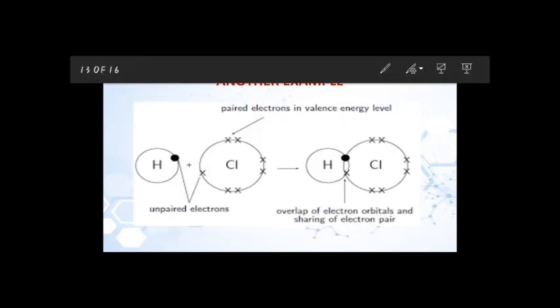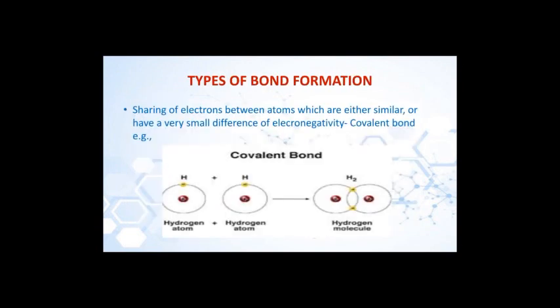Another type of bond is the covalent bond, and we have also studied it a bit in the previous chapters. So in this type of bond, there is a mutual sharing of electrons. When atoms are not in a position to gain or lose electrons, they start to share those electrons.